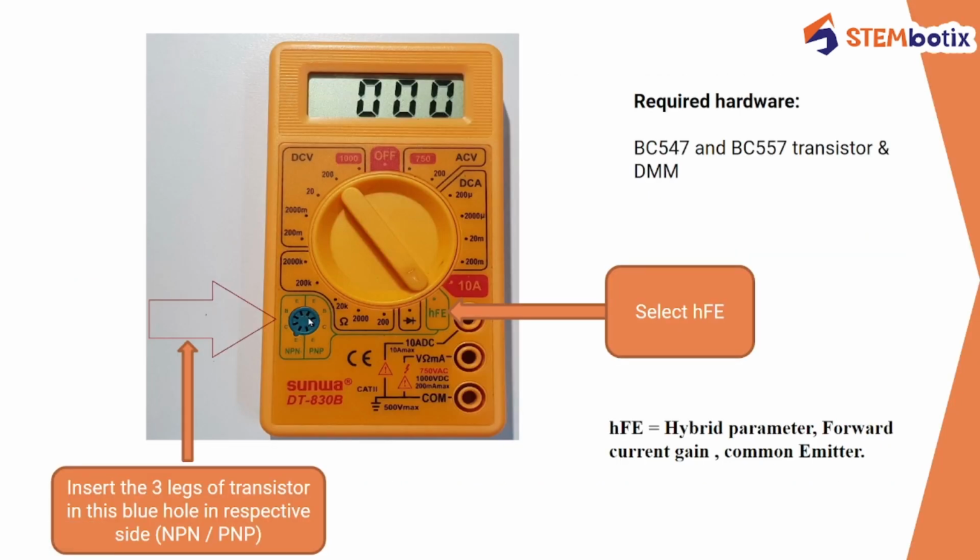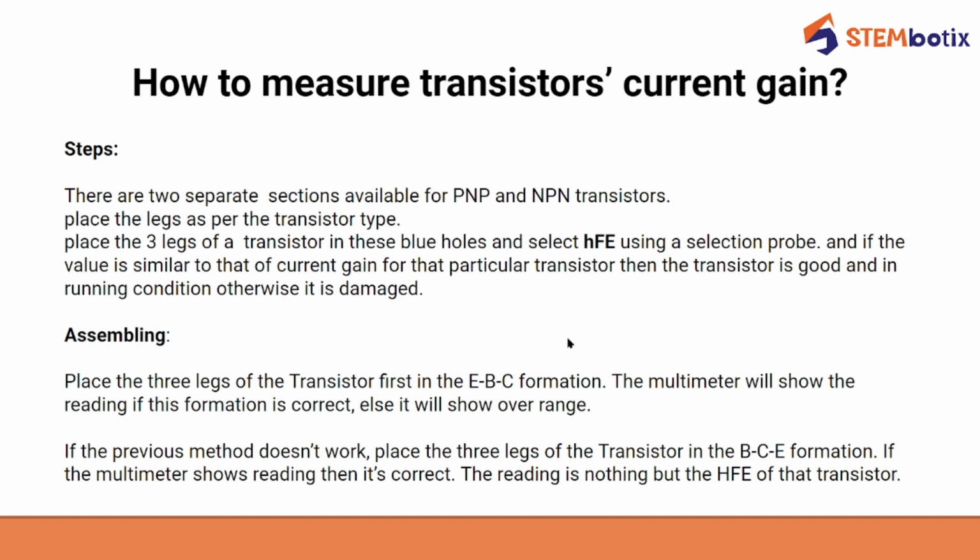These blue holes are E, B, C, where E is the emitter of your transistor, B is the base, and C is the collector. These are the indications of emitter, base, and collector. Now place the transistor in these holes and select HFE using the selection probe. If the value is similar to the current gain of that particular transistor, then you can say your transistor is good or in running condition, otherwise it is damaged.